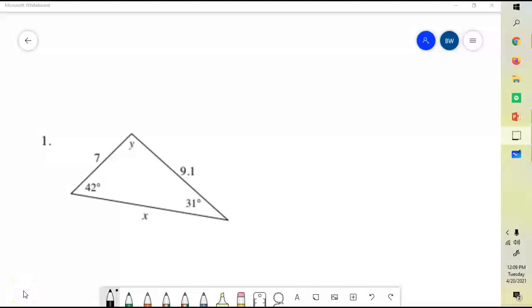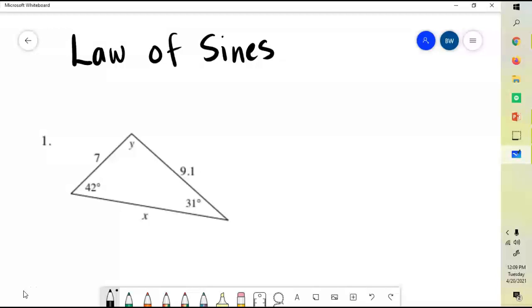So in this video we are going to look at both the law of sines and of cosines. We'll do a little bit of review of just the formulas, not how they were derived, in order to solve some of the homework problems.